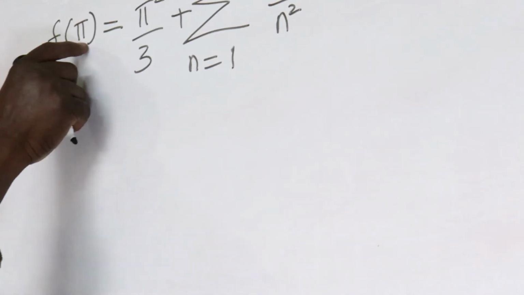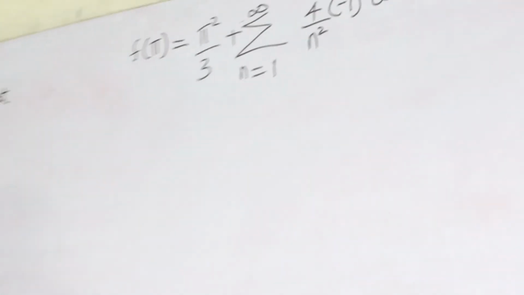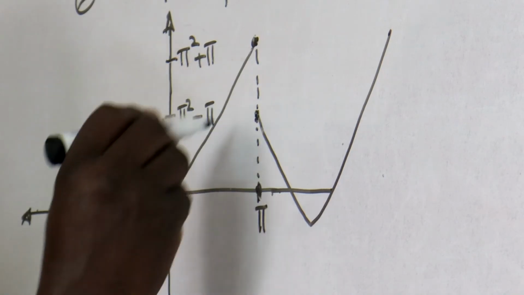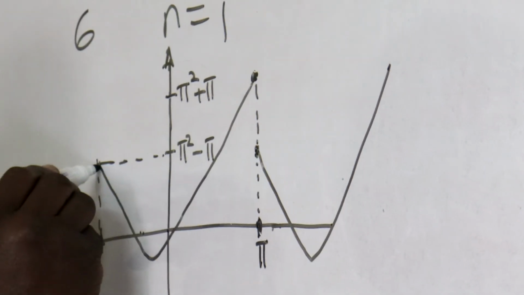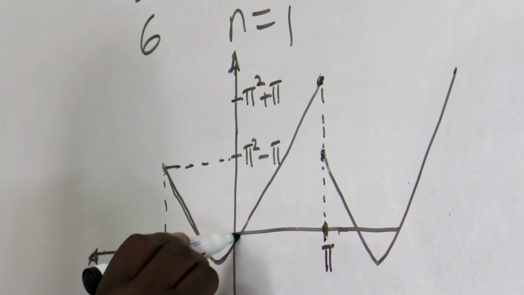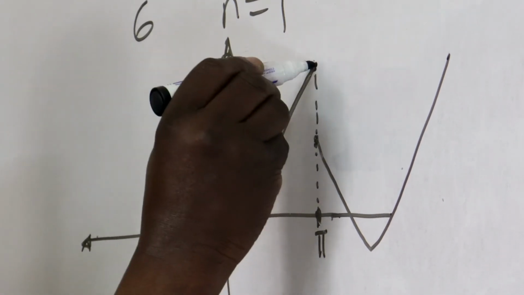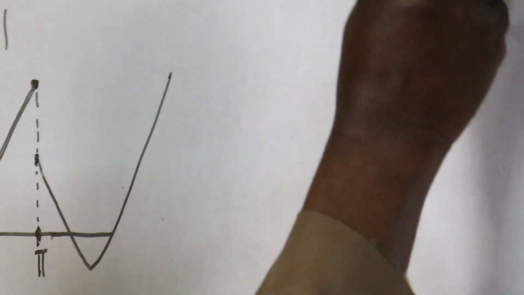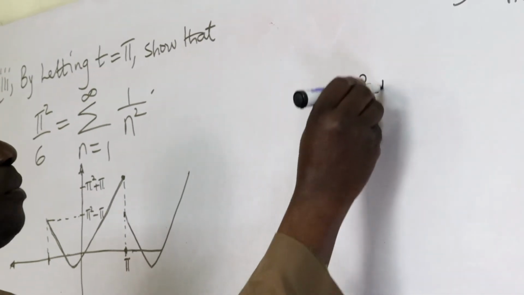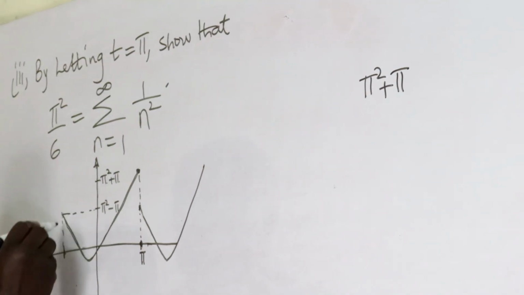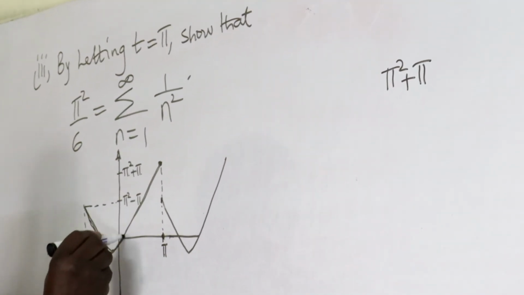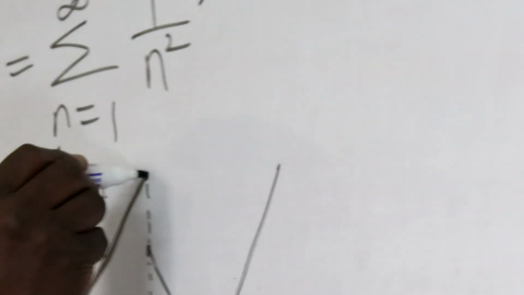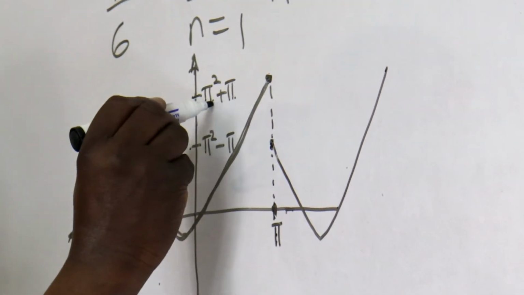So we want to go for f of pi. When you go back to your graph, as we move towards that point, this is a positive movement. We are approaching which value? Pi squared plus pi. So that is the function as we move in the positive direction. You see, we are on this particular graph, and as we approach t equal to pi, we have our function of t is pi squared plus pi.